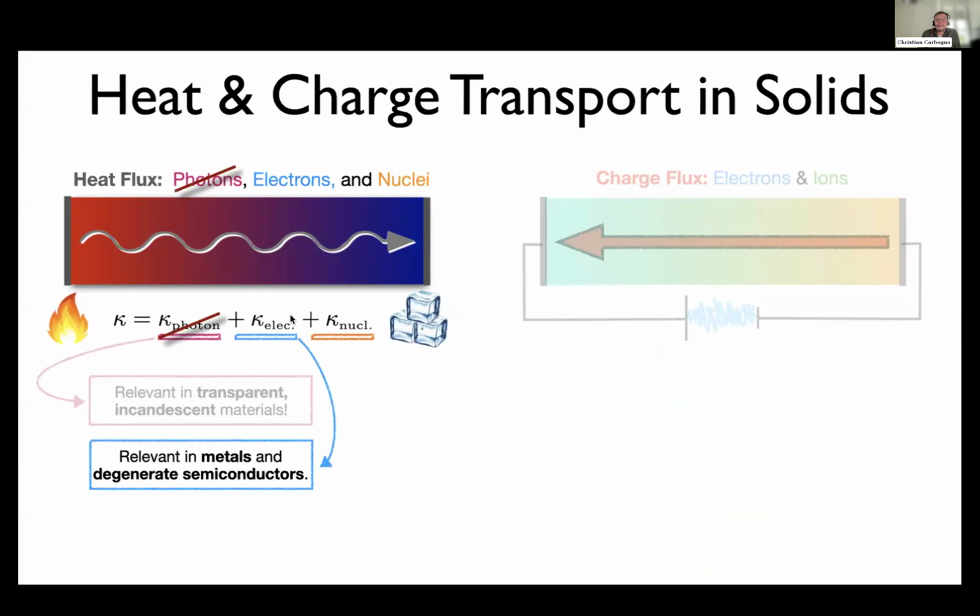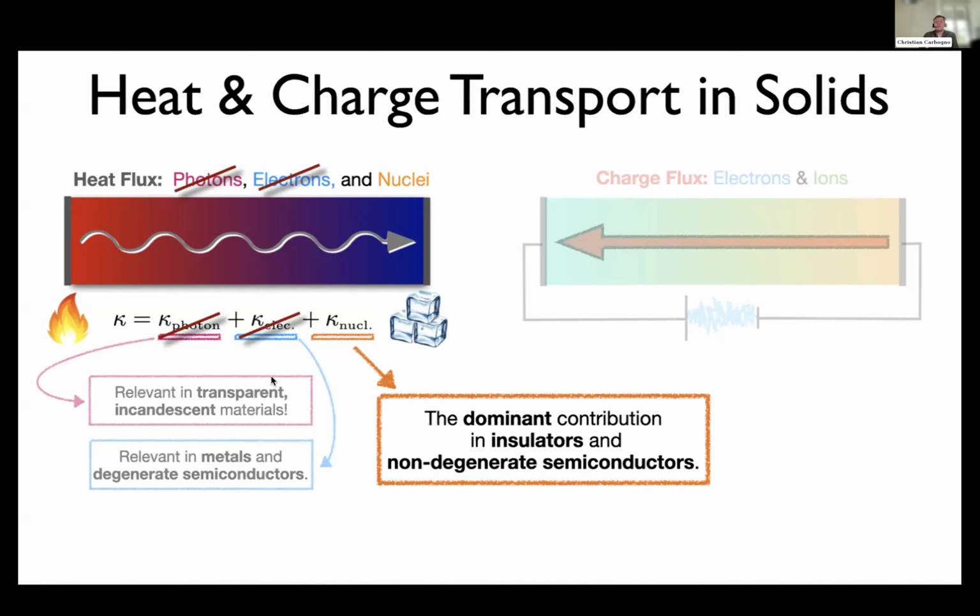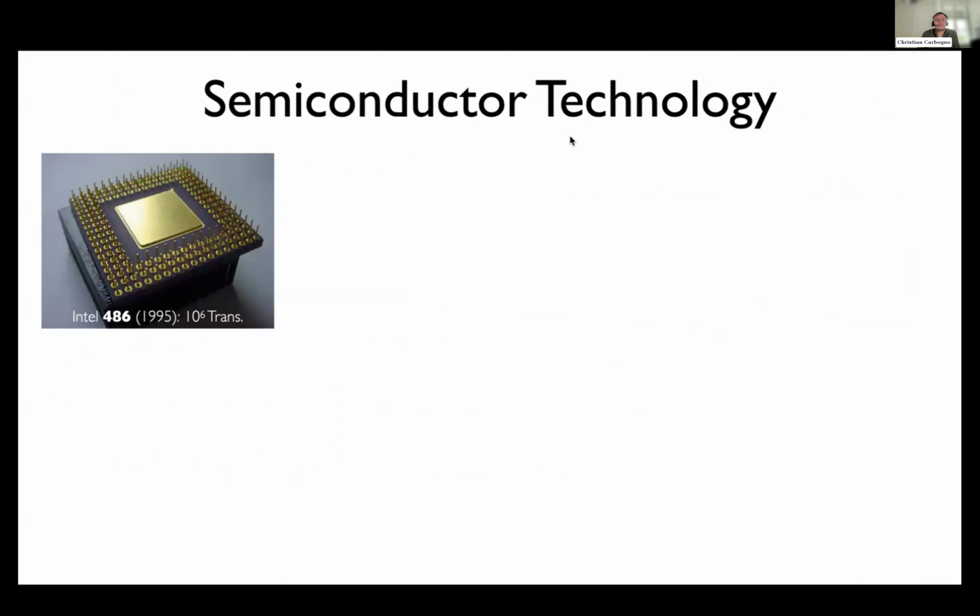Similarly, we neglect the electrons. They play a role in metals and degenerate semiconductors, and we will discuss them later when coming to the charge transport. What we're left with are exactly the nuclei, the nuclear motion that is, and this is the dominant contribution in insulators and non-degenerate semiconductors. Now you might think that I have oversimplified this problem already, but this is not true. Even just explaining the lattice thermal conductivity in insulators and non-degenerate semiconductors is a formidable problem with a lot of applications. Think, for instance, about semiconductor technology.